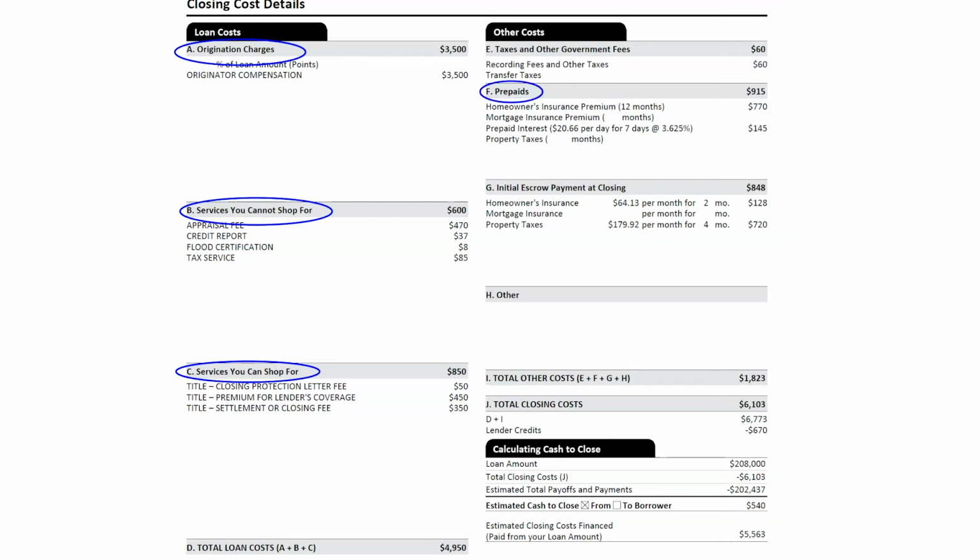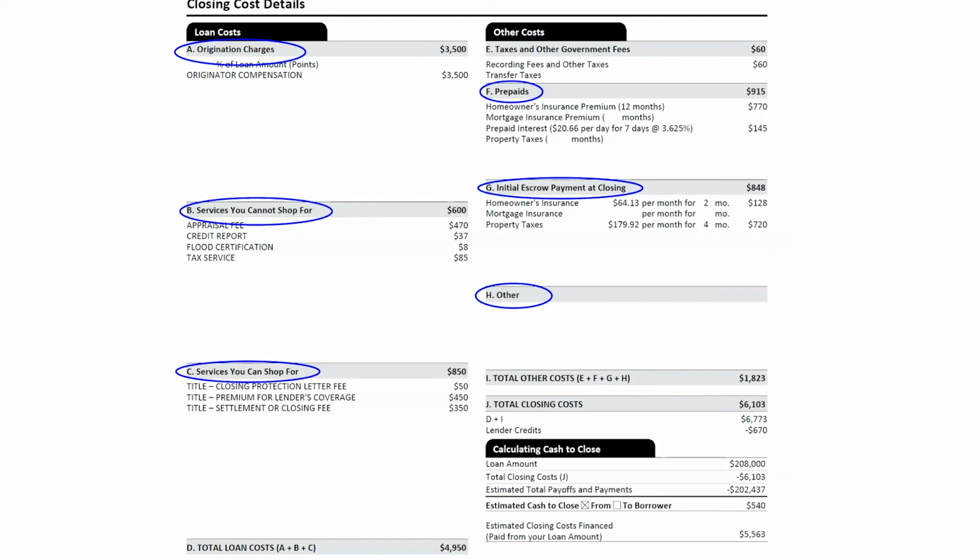Section F. Homeowners insurance is always paid as an annual policy. Prepaid interest is calculated from the day of closing through the end of the month. Section G. They always collect a few extra months for homeowners insurance and real estate taxes to make sure your escrow account is always a little ahead.